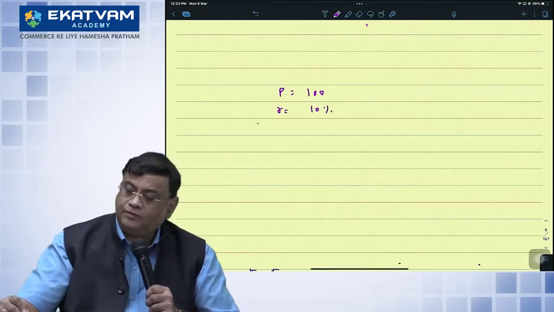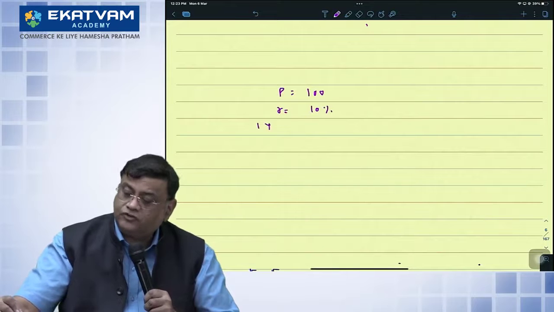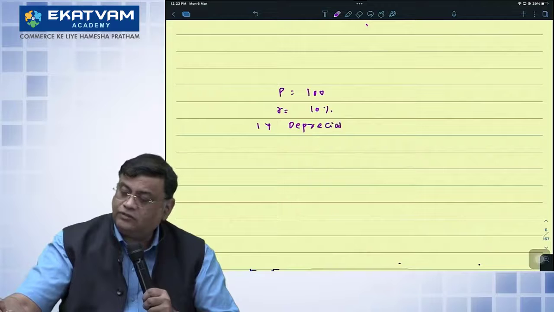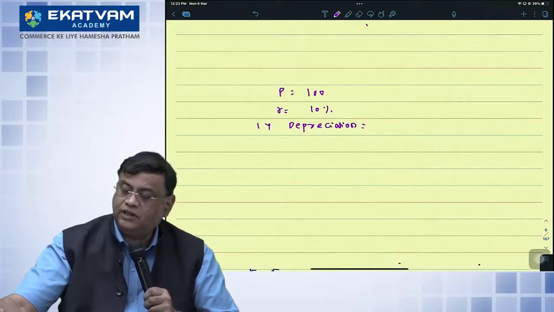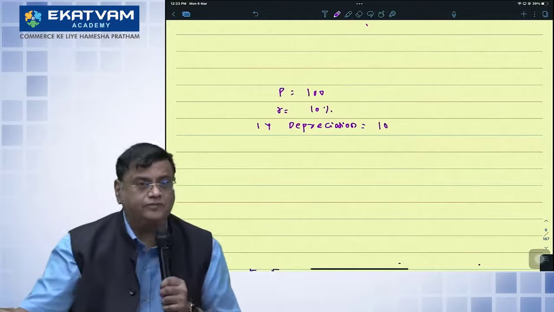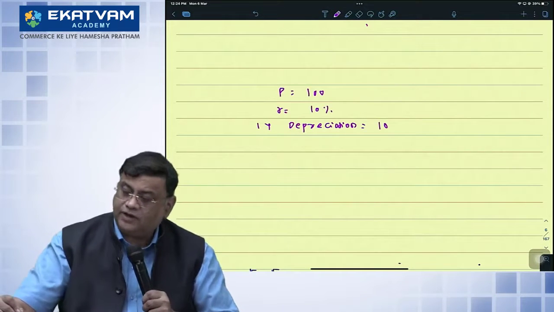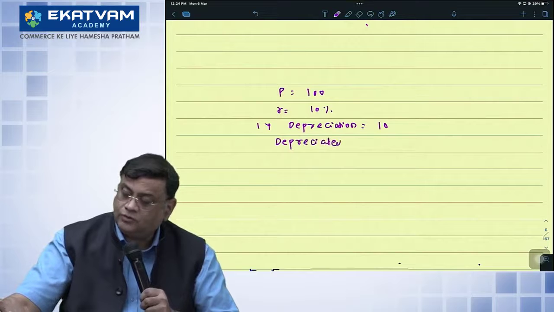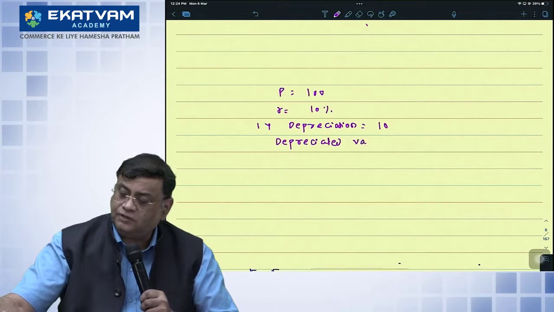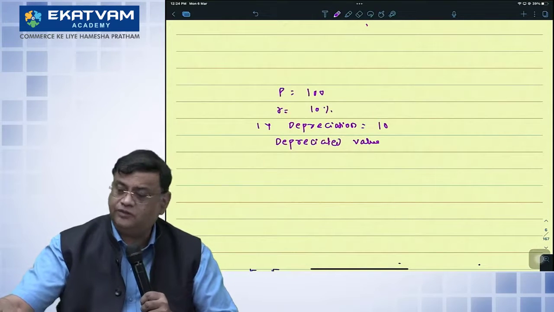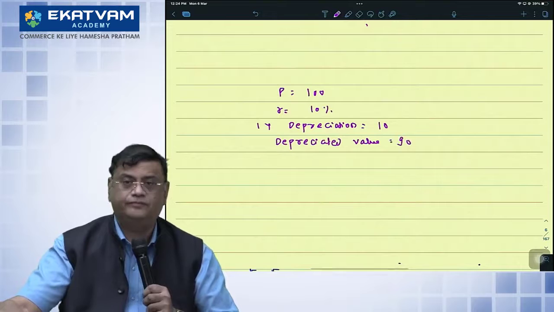So tell me, after 1 year, how much is the reduction, means depreciation? 10% of 100 is 10 rupees. So reduction is of 10 rupees. And after that reduction, what is remaining is called the depreciated value. ये दोनों में का फर्क समझो. Depreciation is the reduction, and after that reduction, what value remains, the depreciated value, will be 90 rupees.